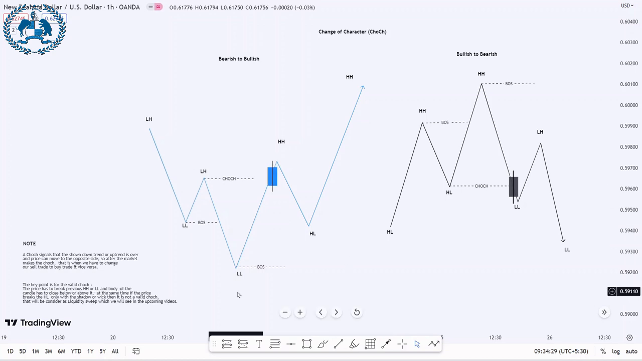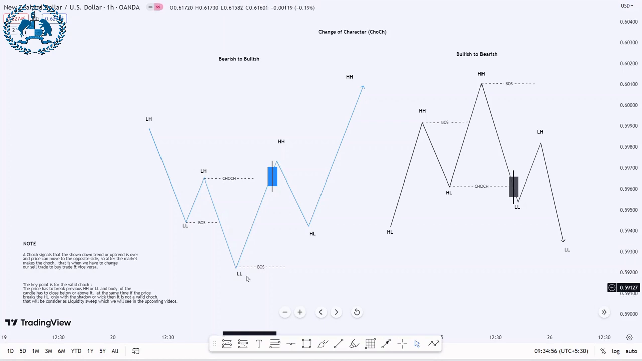The key point for a valid change of character is the price has to break the previous higher high or lower low, and the body of the candle has to close below or above it. At the same time, if the price breaks the higher low only with the shadow or a wick, then it is not a valid change of character. That will be considered a liquidity sweep, which we will see in the upcoming videos.